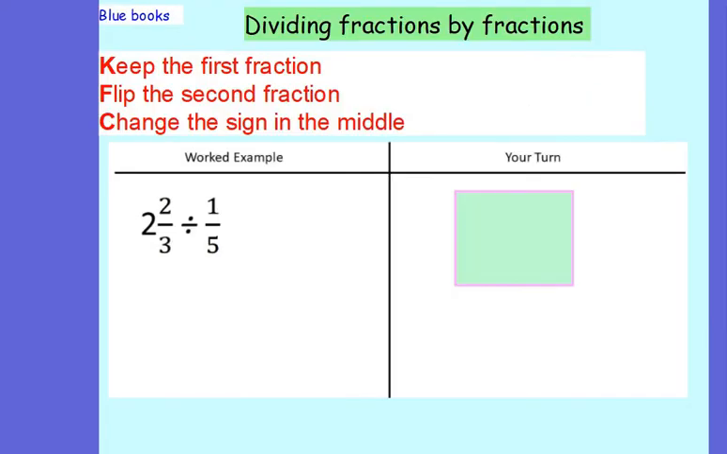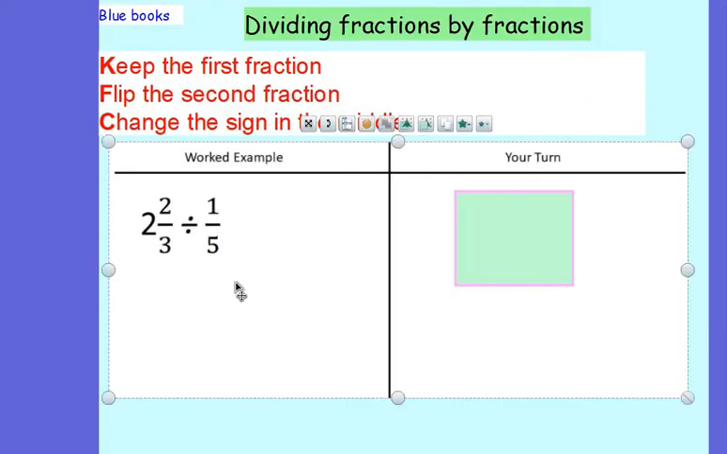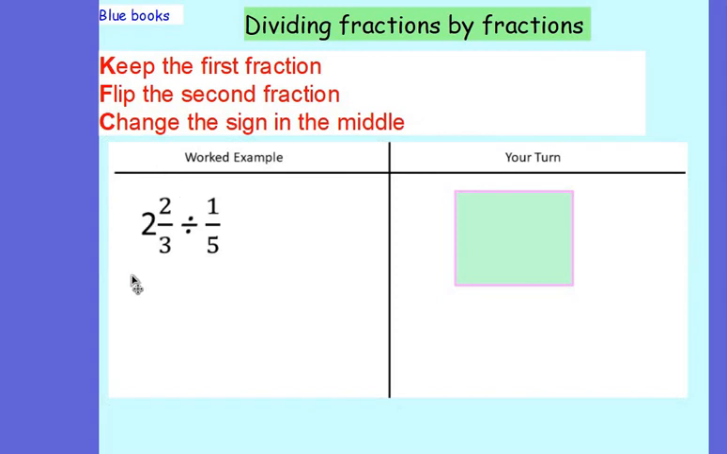So why have we been practicing this? Well, I want us to be able to do division of fractions when I get a mixed number in there. This looks really tricky as it is. However, I know I can convert this into an improper fraction. So in your dark blue books, watch me while I go through this example, and then you're going to complete a similar example in your books.